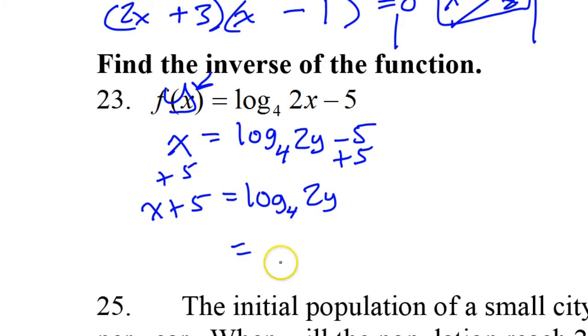Starting with the base. Okay, the base is 4. We have to take the other parts and switch sides. So this and this are going to change sides of the equation. So the 2y is going to come over here. And the x plus 5 is going to come over here and be the exponent.